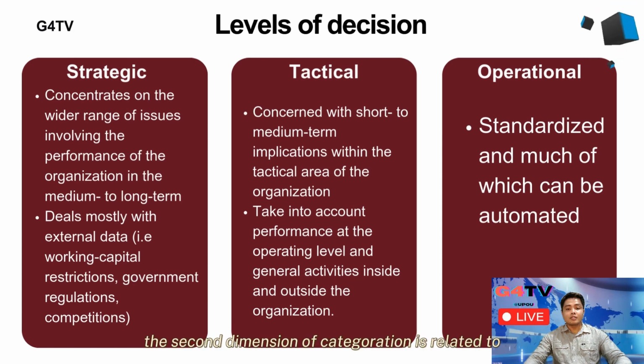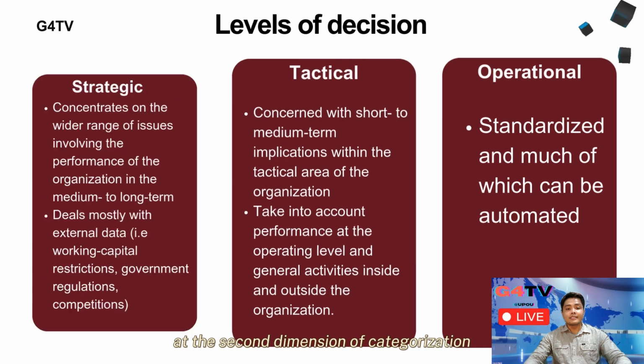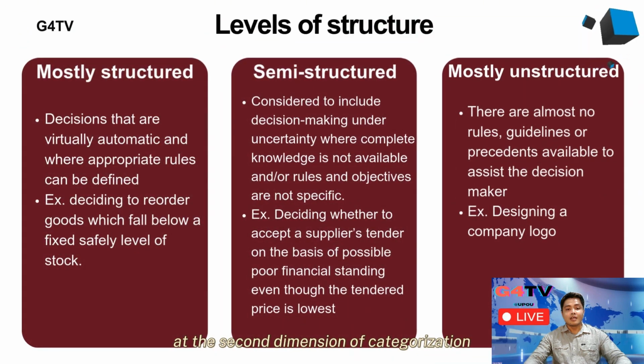The second dimension of categorization is related to the degree of structure and hence the amount of uncertainty involved in the problem. In the second dimension of categorization, there were three levels of structure, which describe the range of complexity and uncertainty relevant to decision making.